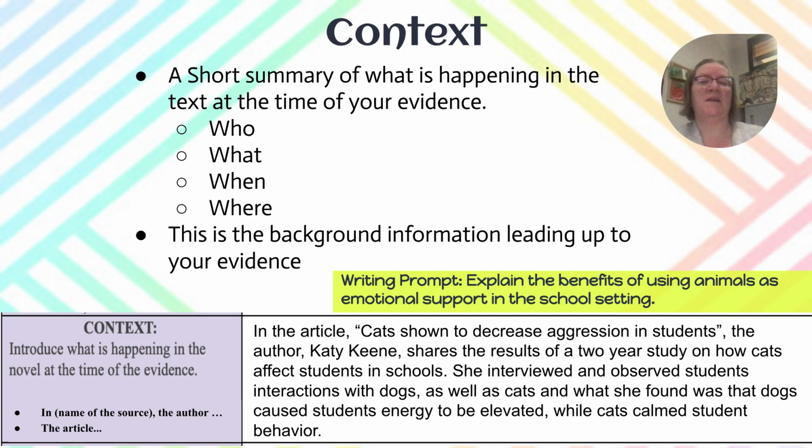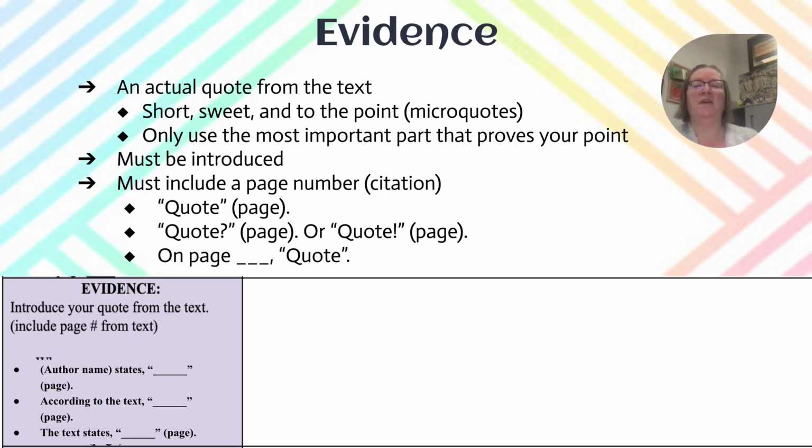So, next up, we have evidence. So, with our evidence, we want an actual quote from the text. We want it to be what's called a micro quote, which means that it is short, sweet, and to the point. And you only want to use the most important part of the quote that proves your point, that proves your assertion. It must be introduced and it must include your citation. And here are some examples of what that could look like: quote, page, period, and then some others: on page, then the quote. And here is what that would look like.